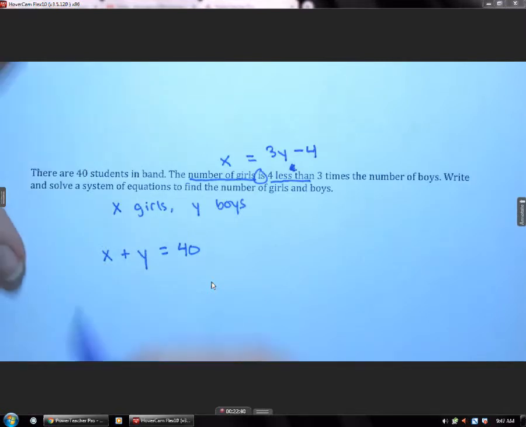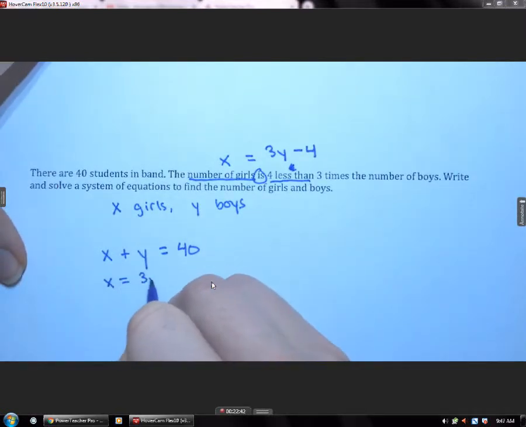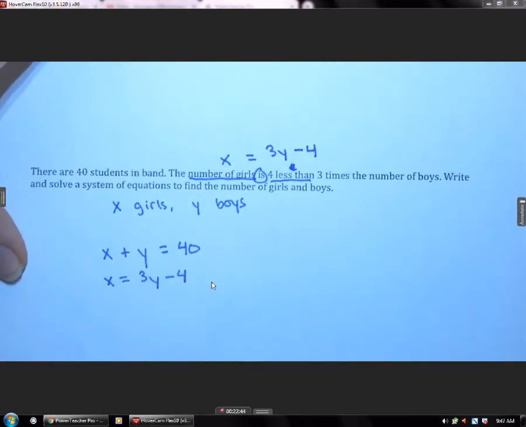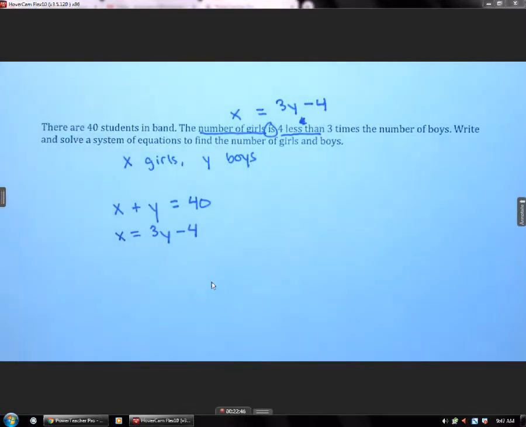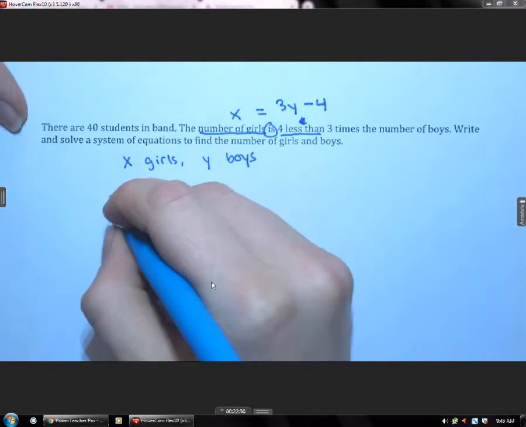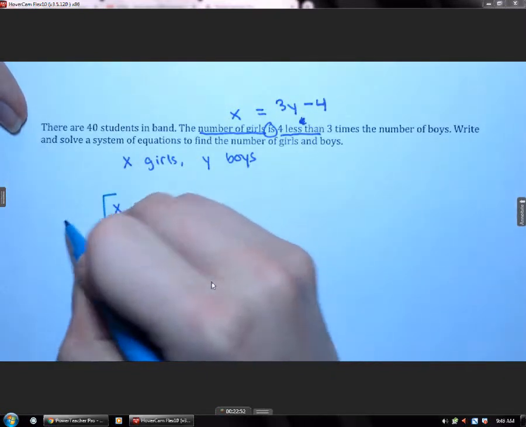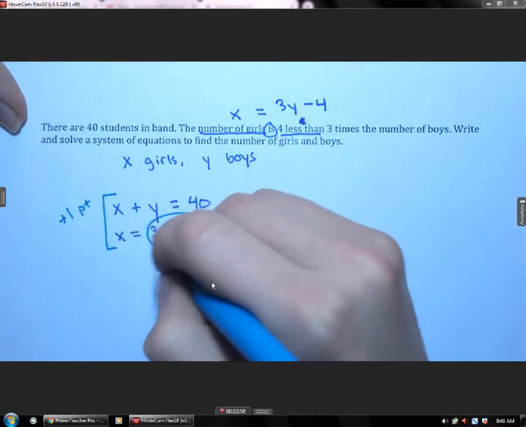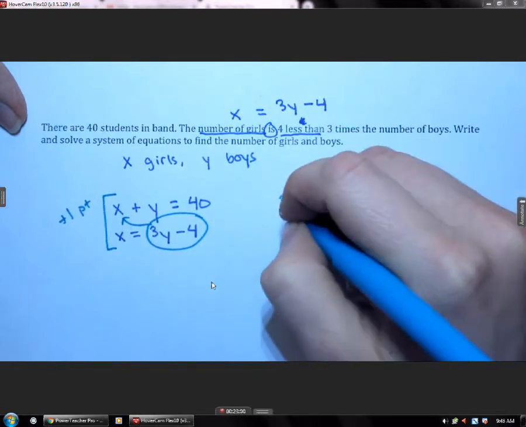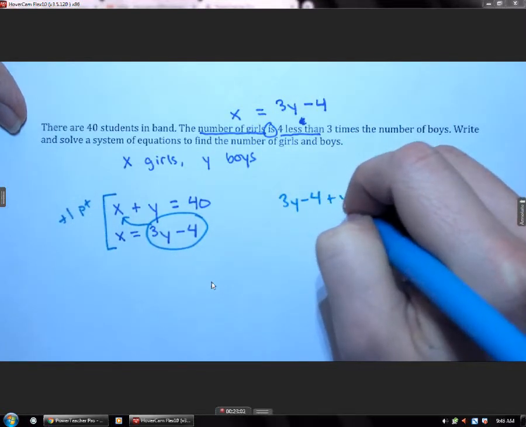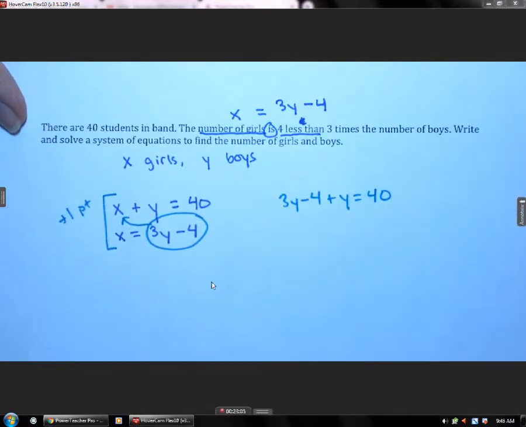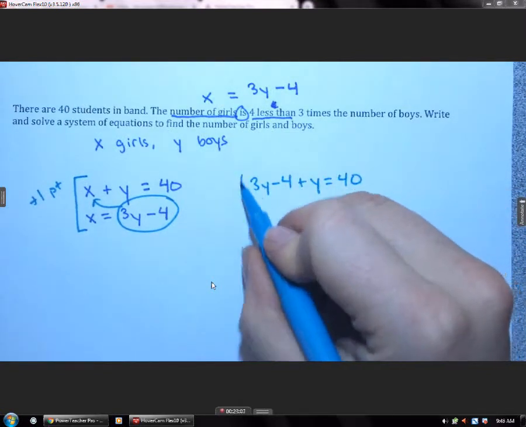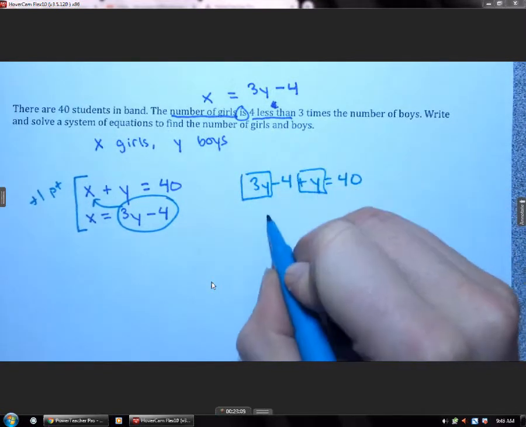Right, and solve a system of equations. So x equals 3y minus 4. What method do you want to use for this? Substitution. So here's your system. On your test you have something like this. This is plus 1 point for just setting it up right. Then we'll take this, plug it in for the x, so we get 3y minus 4 plus y equals 40. 3y plus y turns into 4y.